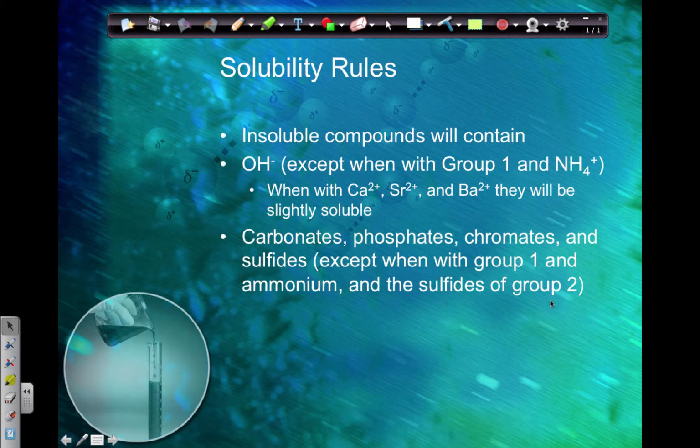Now, and also sulfides with group 2. So that means that it's sulfur bonding to something in group 2, like calcium. Calcium sulfide would be soluble. Barium sulfide would be soluble.